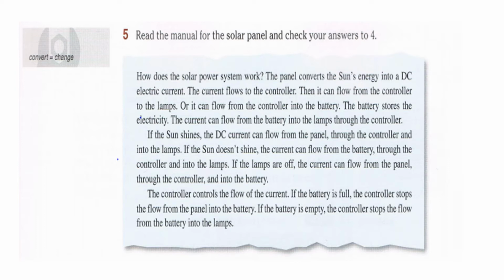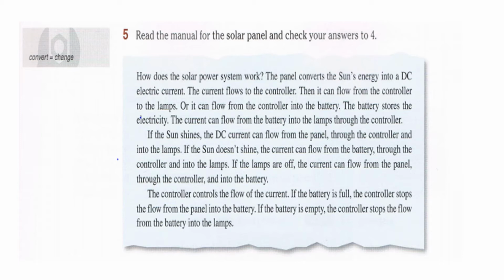If the sun shines, the DC current can flow from the panel through the controller and into the lamps. If the sun doesn't shine, the current can flow from the battery through the controller and into the lamps. If the lamps are off, the current can flow from the panel through the controller and into the battery.